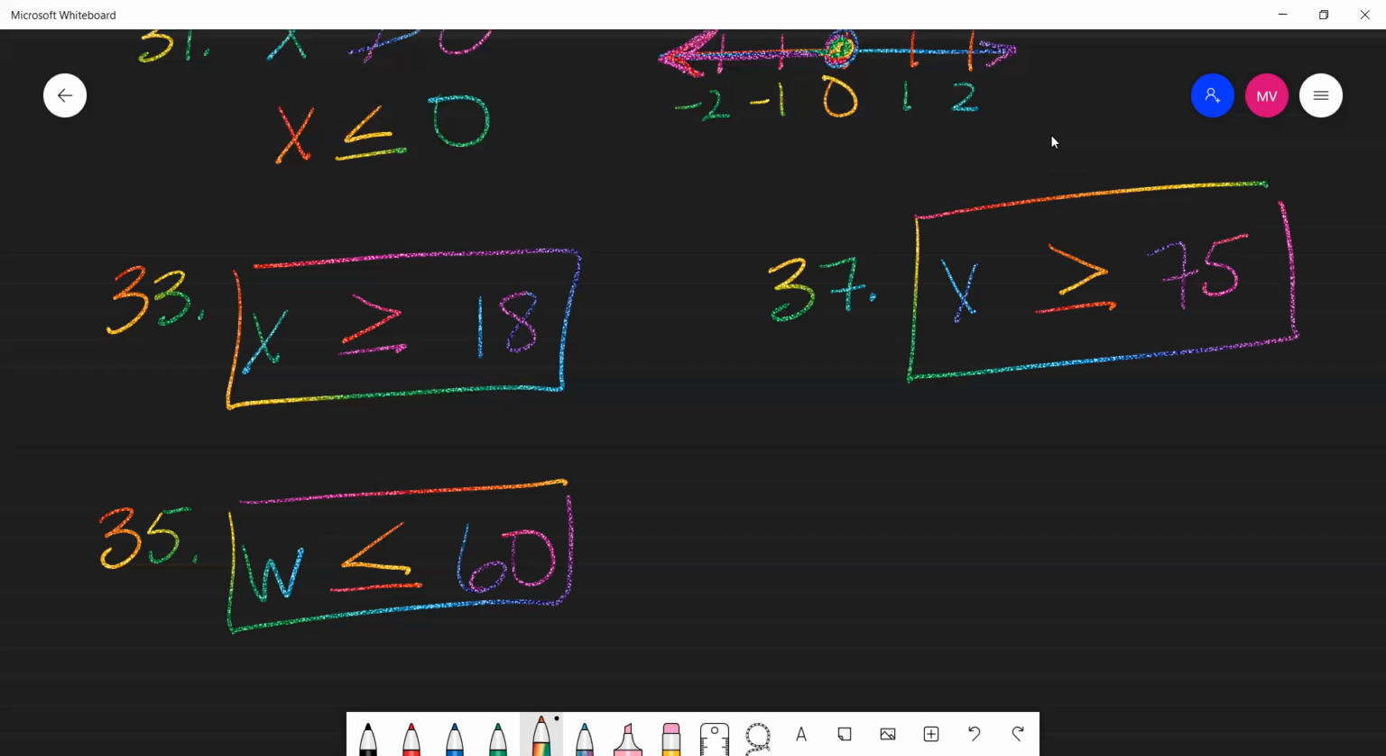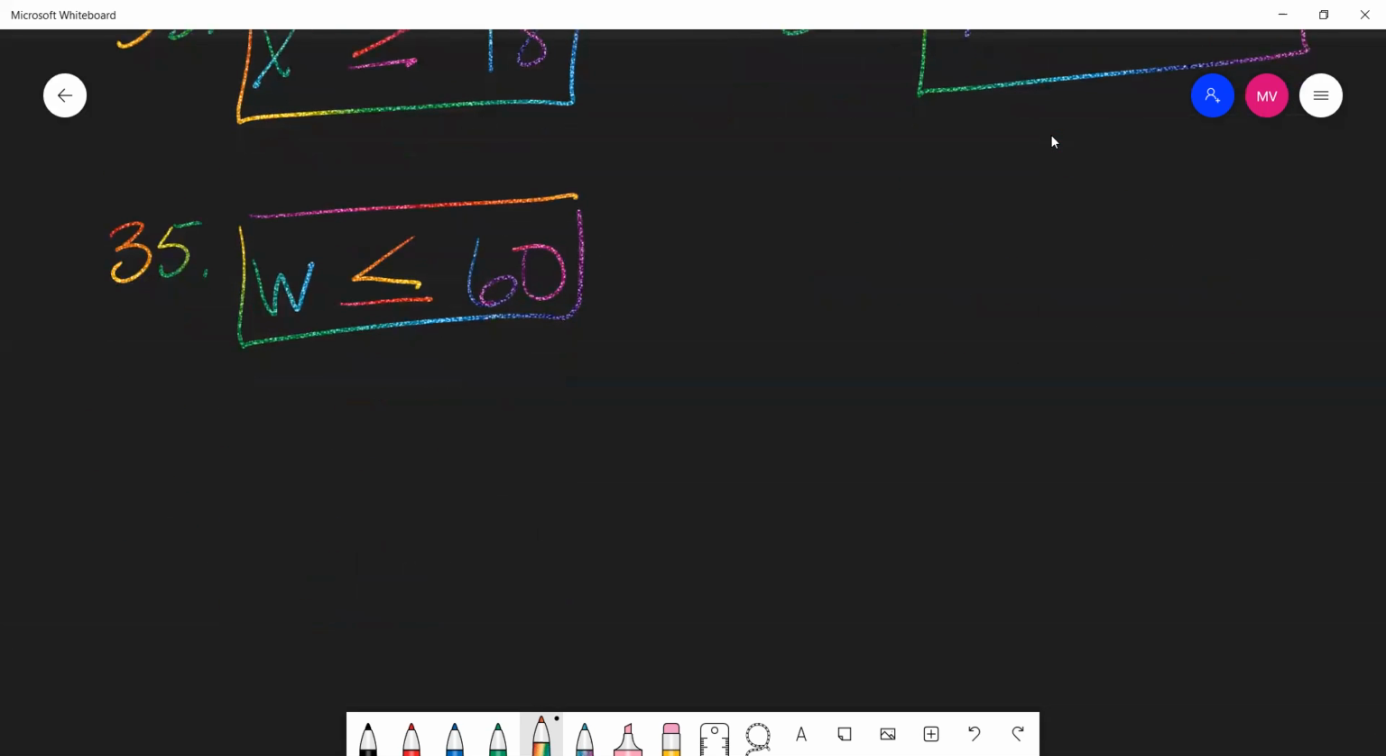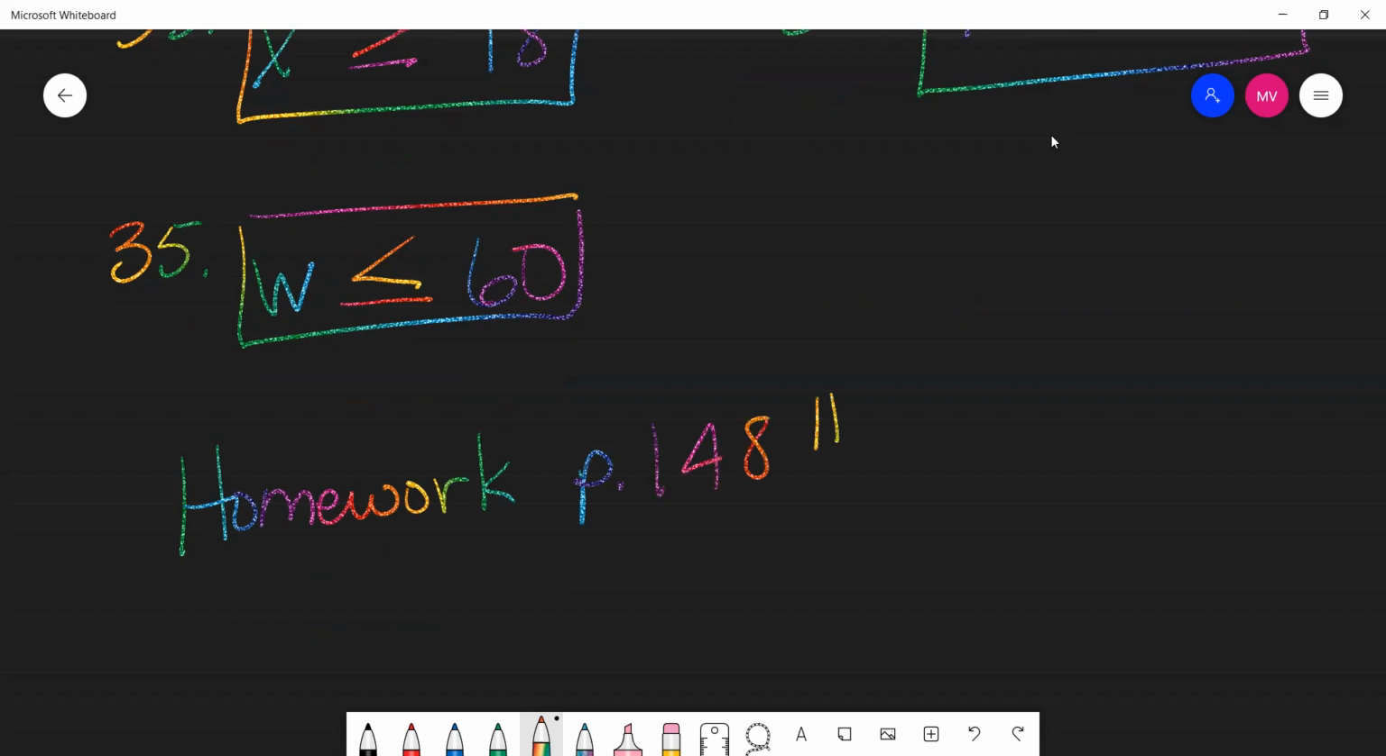What I would like for you to do for homework is we need to do a little bit of a cumulative review, because we are starting to build on some of the previous things that we've learned in this book. So I would like for you to do the review at the end of this section. So homework is on page 148, number 44 to 53. And these should all be pretty quick.